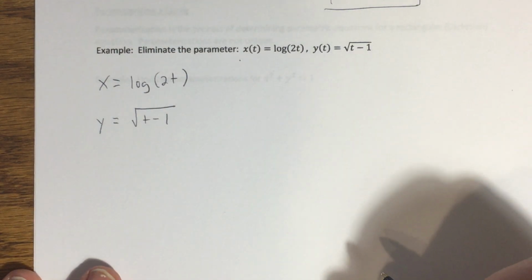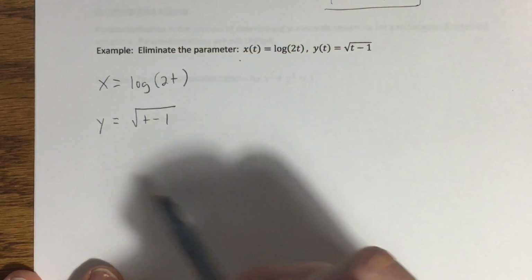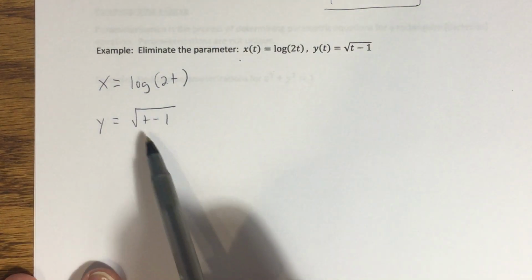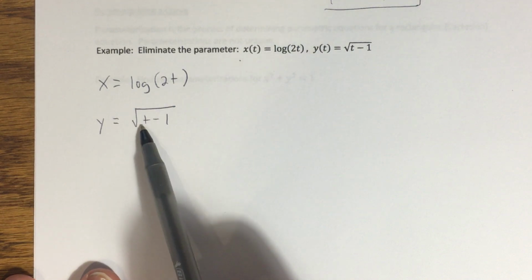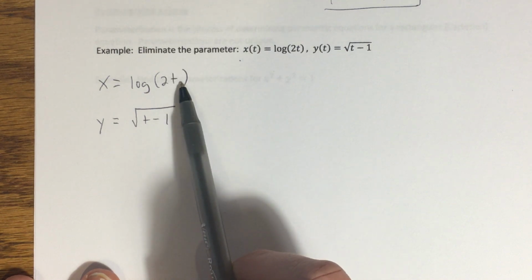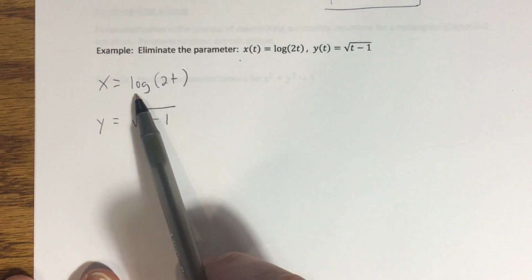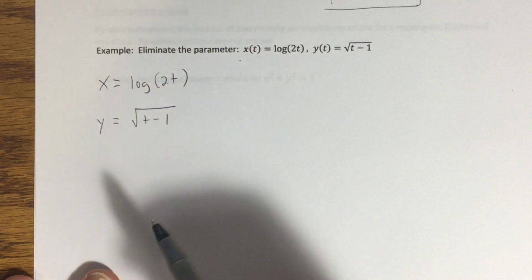Okay? I am going to do what we did in the first example of eliminating the parameter, which is try and isolate the parameter first. And I'm going to isolate it in the second equation because I'd like to make a substitution in the first equation. That way I'm not really messing with the log much. I'm just substituting something in for the t there.